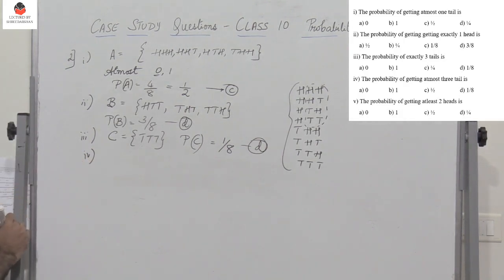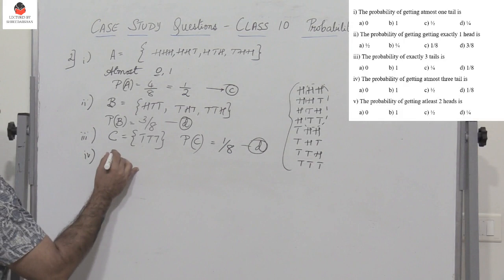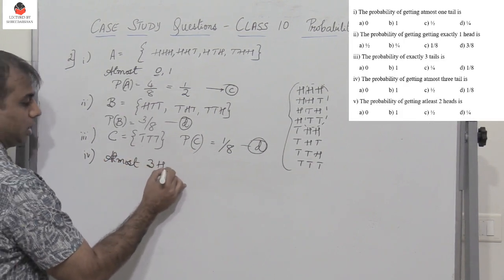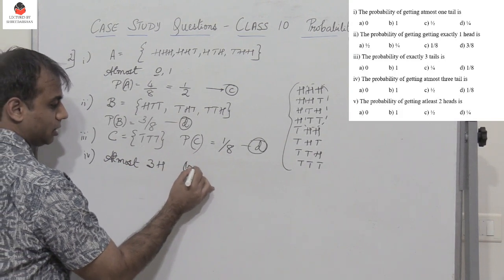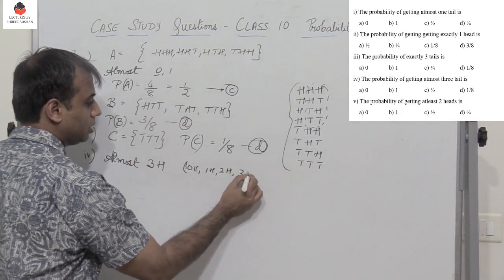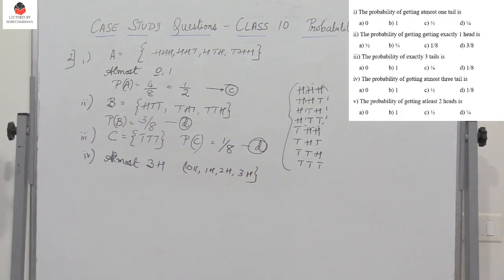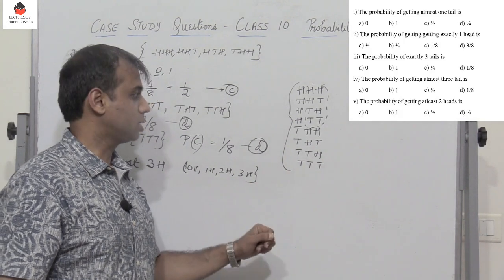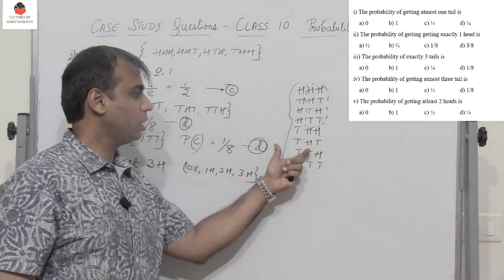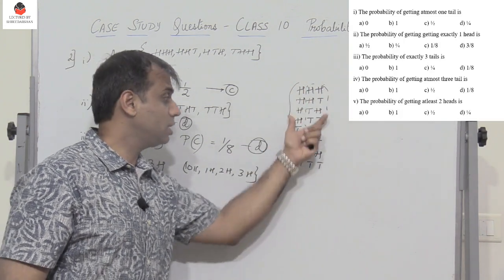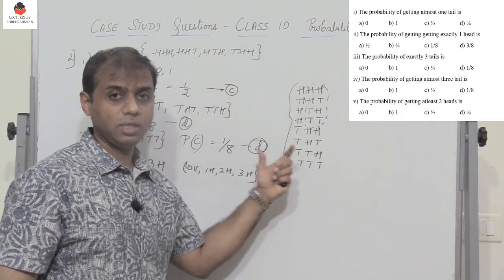4. What is the probability of getting at most 3 heads? At most 3 heads meaning you can have 0 head, 1 head, 2 heads occurring or 3 heads occurring. So 0 heads occurring is this combination, the last combination, and you have combinations where you have 1 head, 2 as well as 3. So you have all these 8 combinations occurring.